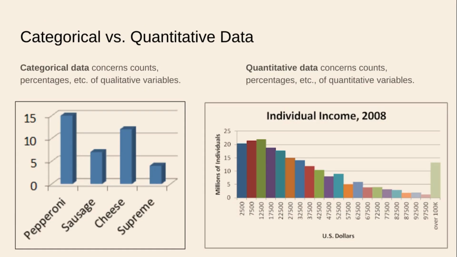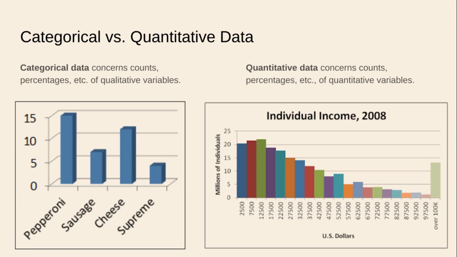All right, categorical versus quantitative data. Well, we talked about categorical versus quantitative variables. Now we're going to look at data that fit those categories and how they look in a graph. On the left, we see categorical data, and that concerns counts, percentages, etc. of a qualitative variable. So on the x-axis, we have pepperoni, sausage, cheese, and supreme. I assume pizzas, calzones, what have you.